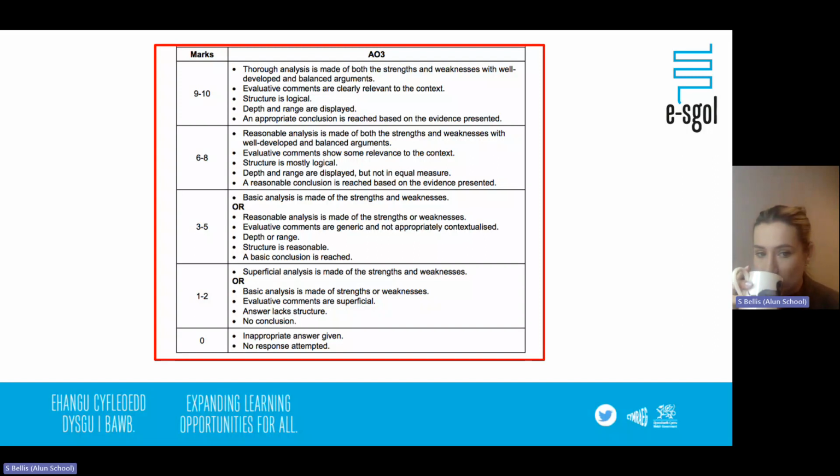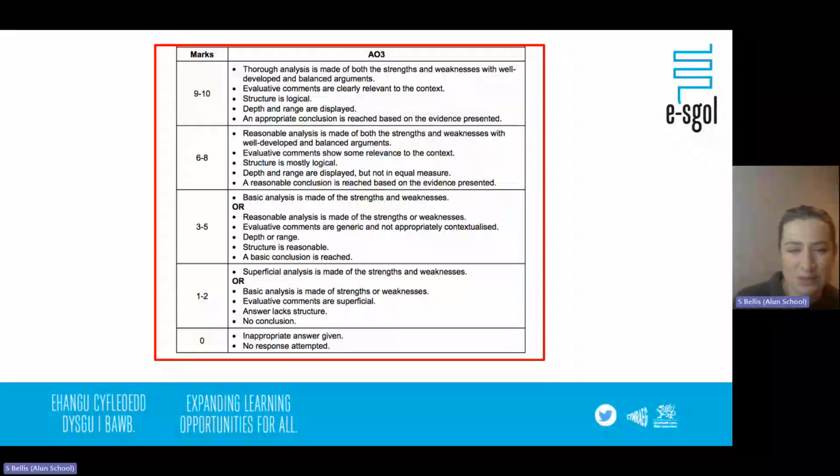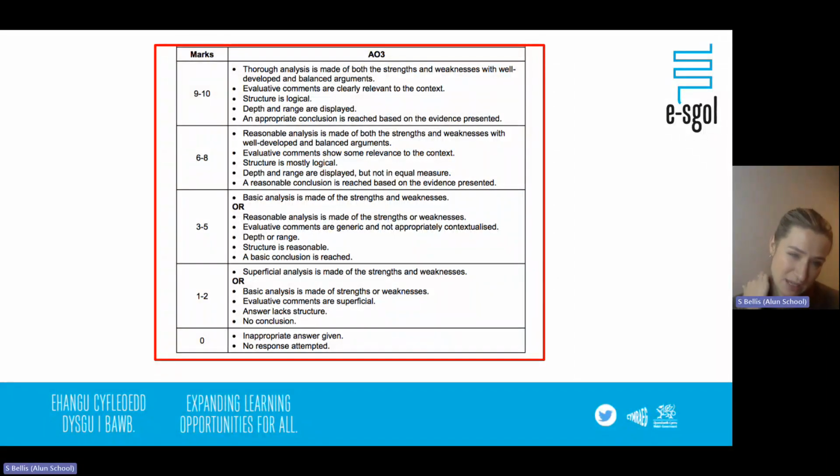Then the next mark band up is 1 to 2 marks. Superficial analysis is made of the strengths and weaknesses. Superficial, not great, thrown away comments, not really backed up with anything, not very strong comments. Sometimes they're a little bit correct, but they're a bit silly. Or a very, very basic analysis is made of the strengths and weaknesses. It's a little bit all over the place, quite muddled and a bit confusing. And then the last bullet point, which is a really interesting one, says no conclusion.